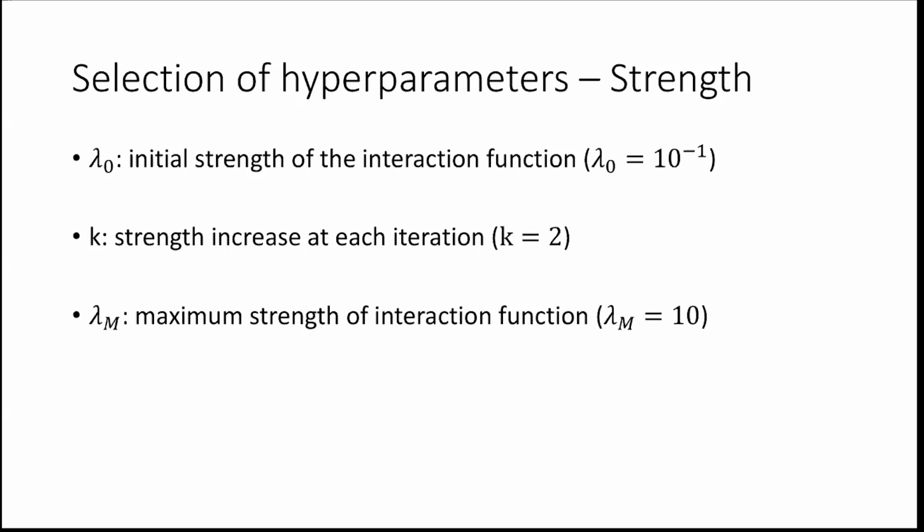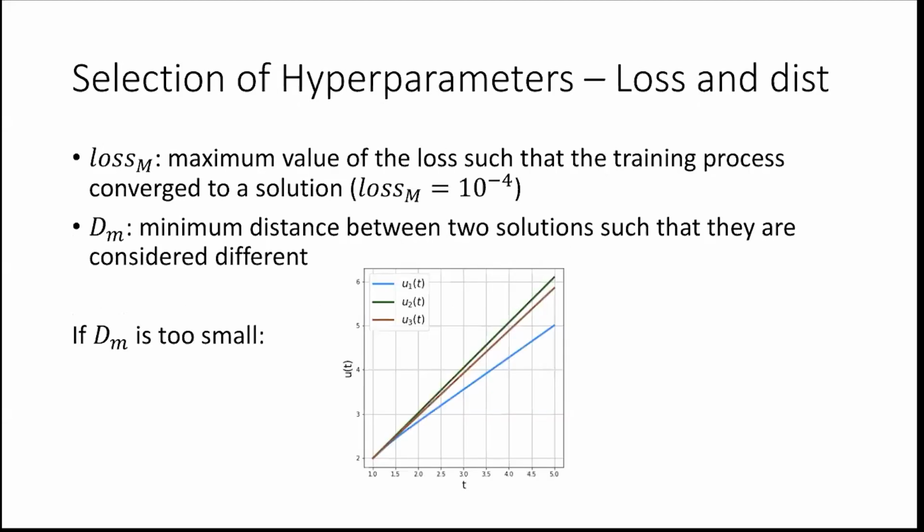But these hyperparameters don't impact too much on the quantitative results, just on the length of the algorithm, on the computational time of the algorithm. While also the maximum loss is quite intuitive. The lower the better, of course, but we saw that a value of 10 to the minus 4 gives good results for the MSE.